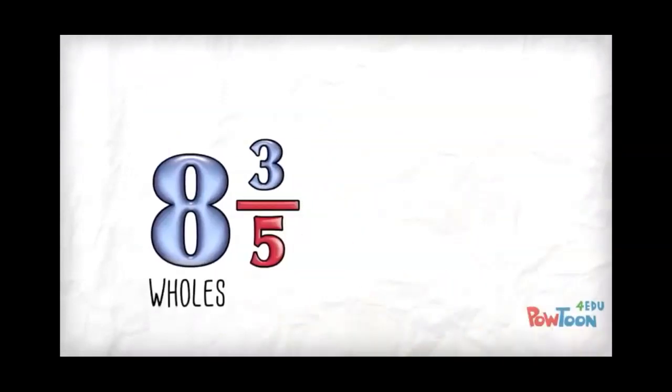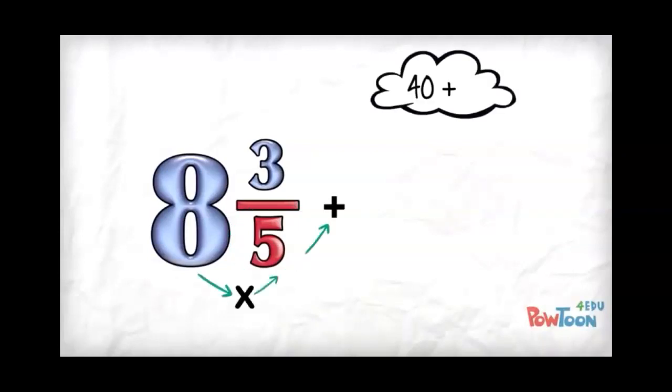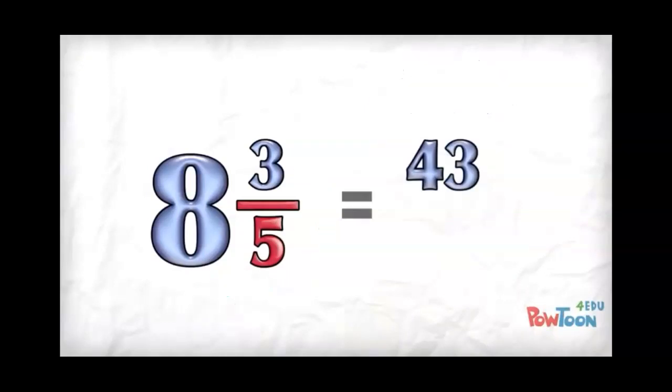8⅕. 8 wholes. Each whole is worth 5 parts. So 8 times 5 is 40. Plus the remaining 3, that's 43. Put that back over the denominator of 5. Done.